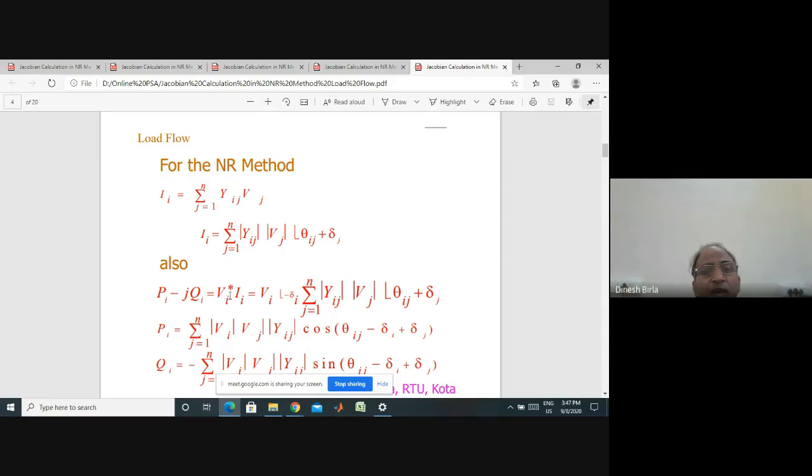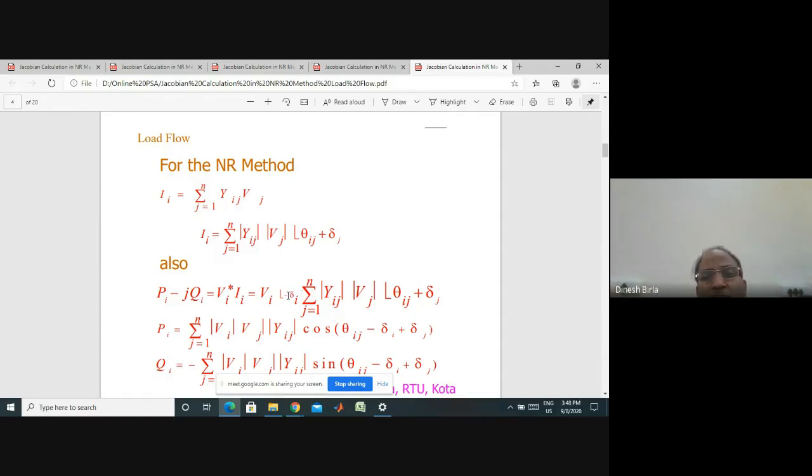This Vi star can be expressed with the help of polar coordinates as Vi angle minus delta i, because had it been simple Vi without being the complex conjugate, it would have been Vi angle delta i. But here it is Vi star, so it is Vi angle minus delta i. This is in polar coordinates. Vi angle minus delta i means it has the value Vi cos delta i plus j sin delta i, where delta i will now be minus. So Vi cos delta i minus j Vi sin delta i.